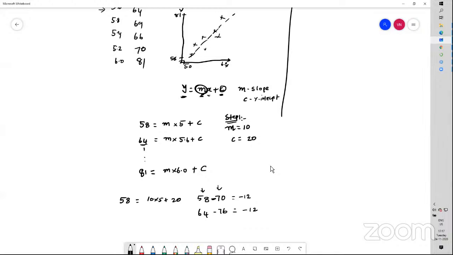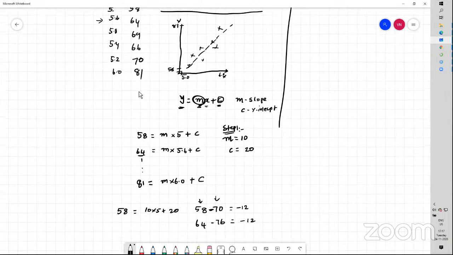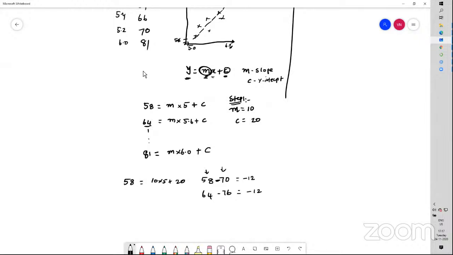Third observation. Okay, we will do it for the last observation. 6 into 10, 60. 60 plus 20, 80. So 81 was the original value of the output. And what we generated is 80. So this is like 1. Now, for every observation, we are off by some number, right?